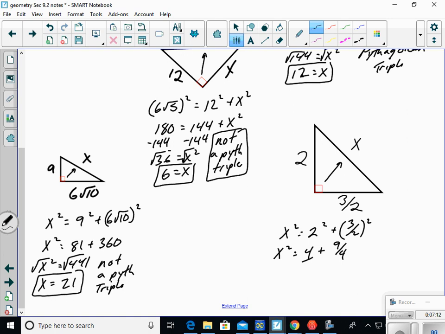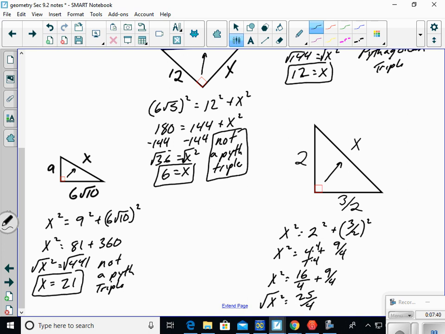Now I've got to get that 4 in terms of fourths, so I can add that to 9/4. So multiply top and bottom by 4 to get a 4 in the denominator. So x squared equals 16/4 plus 9/4. So I can add those. 16 and 9 is 25/4.